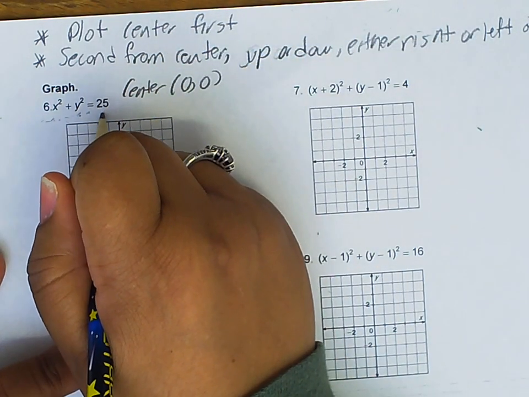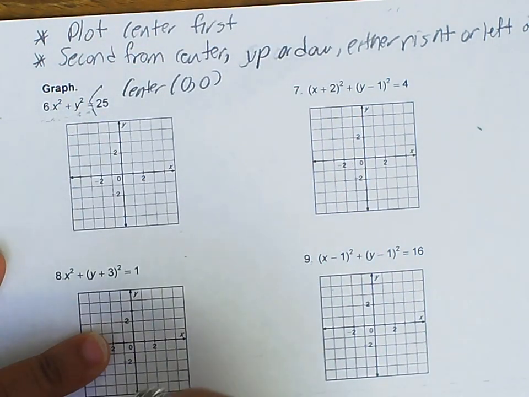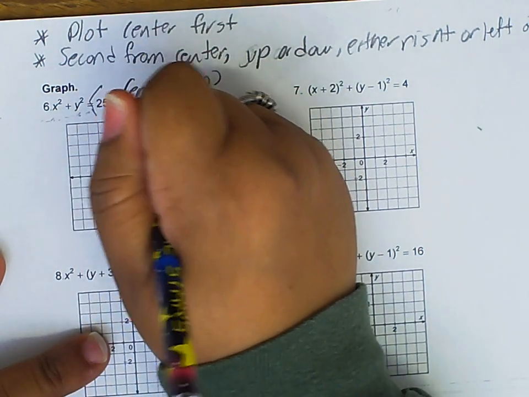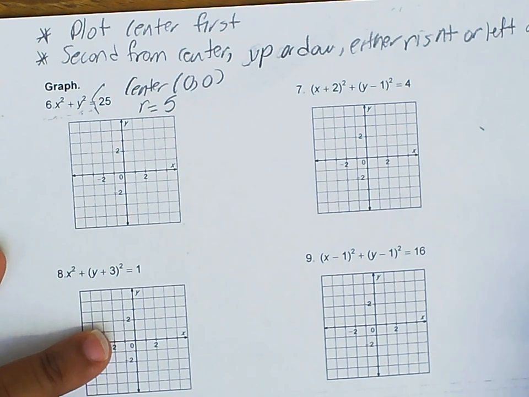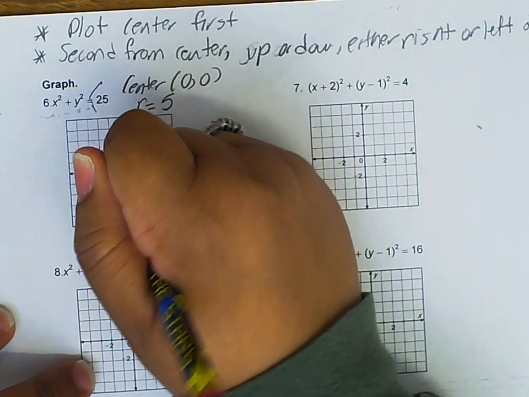And then here you take whatever this is and you square root it to get the R. So I square root 25, R turns out to be 5. All right, so then I'm going to plot the center because that's what it says to do first.